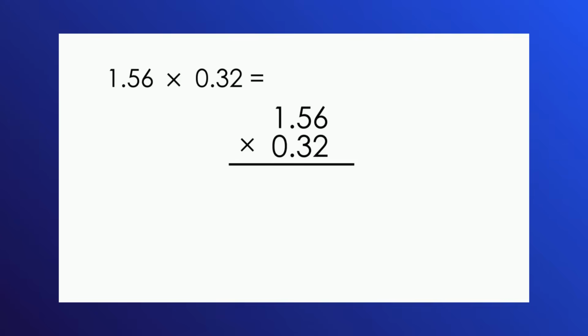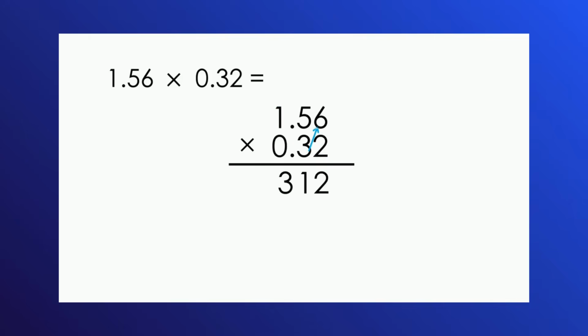Here, I have 1.56 times 0.32. Just like how we multiply whole numbers, we can rewrite the equation in vertical form. Next, we multiply each digit of the multiplier to each digit in the multiplicand. Let's start with 2. That's 2 times 6, and the answer is 12. So we bring down 2 and carry 1. Next, we have 2 times 5, that's equal to 10, plus the carried number, which is 1, so the answer is 11. Bring down 1 and carry the other 1. Next, we have 2 times 1, plus the carried number, which is 1, and the answer to that is 3.